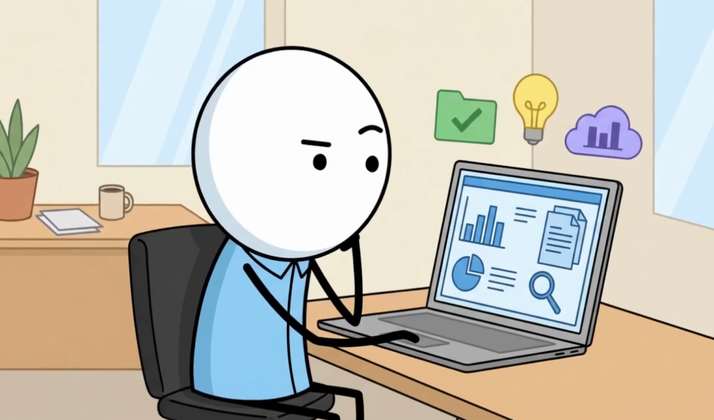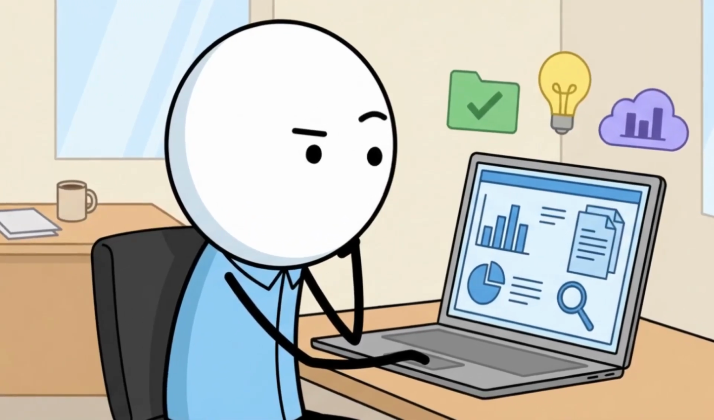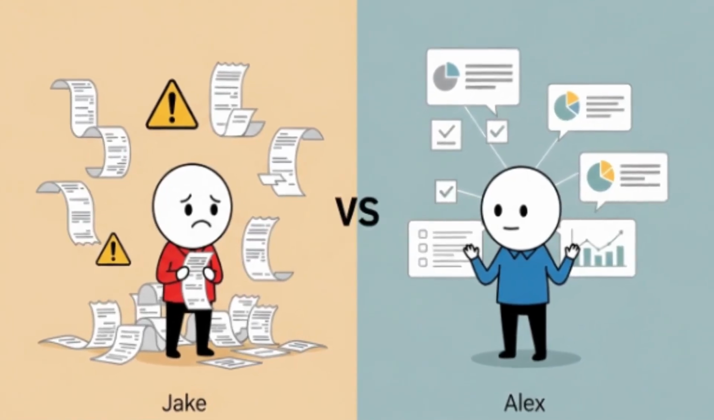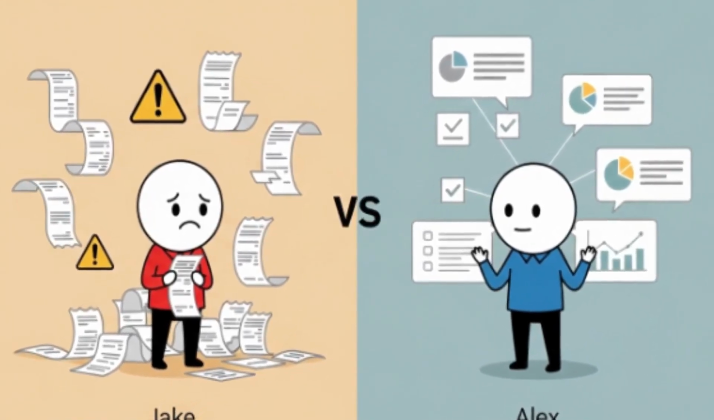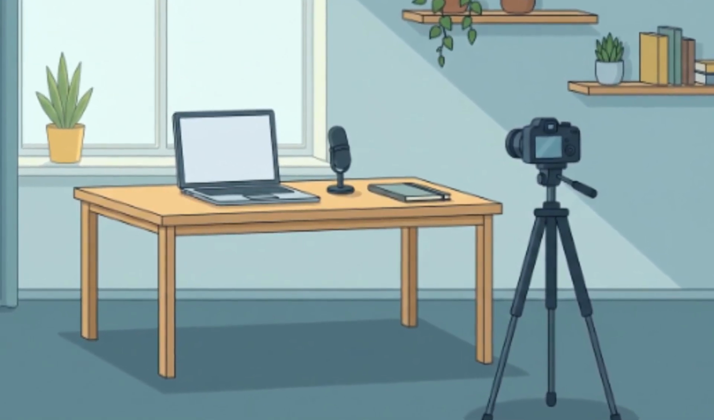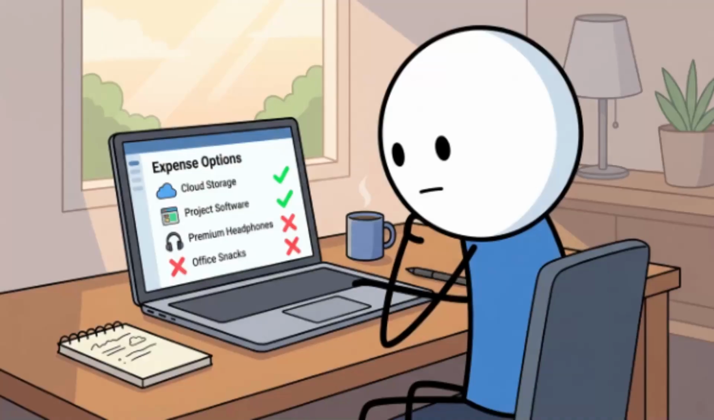Most construction companies pick software based on popularity, not fit. And here's the truth no one tells you. Choosing between Buildertrend and Procore can completely change how your projects are managed, how your teams communicate, and how much control you actually have over your business.